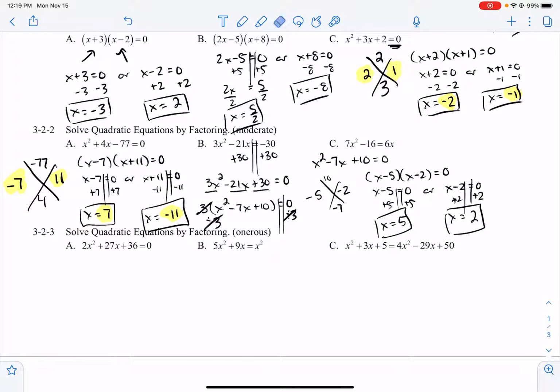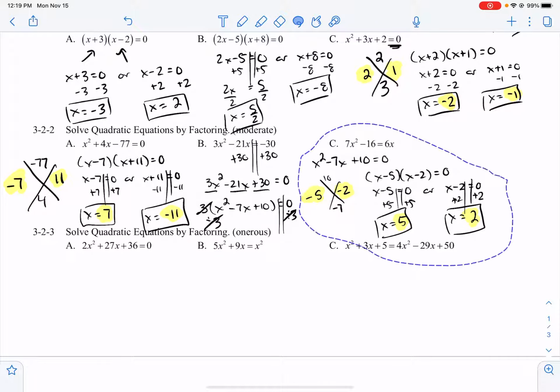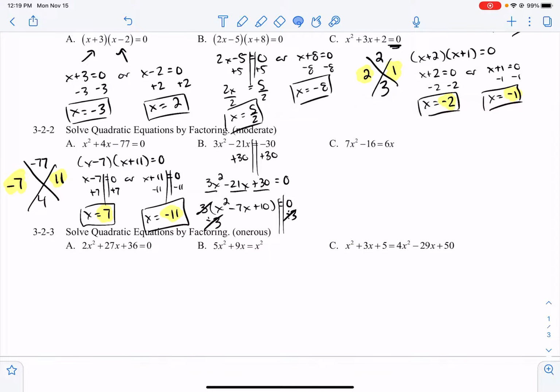And again, there's a correlation. Negative 5, positive 5. Negative 2, positive 2. I don't mind if you use that shortcut, but just make sure you understand what's really going on when you use it, so you don't use it the wrong way.